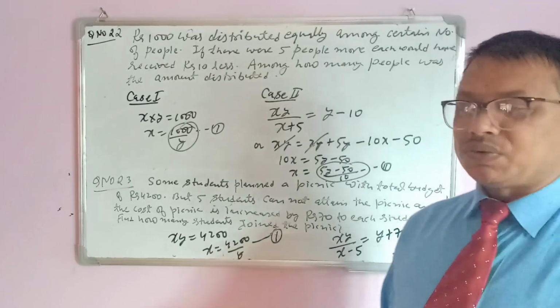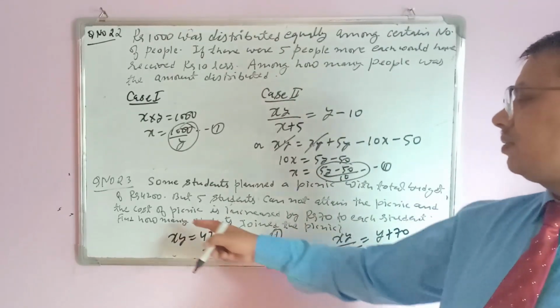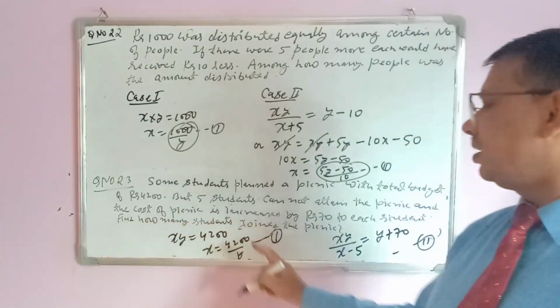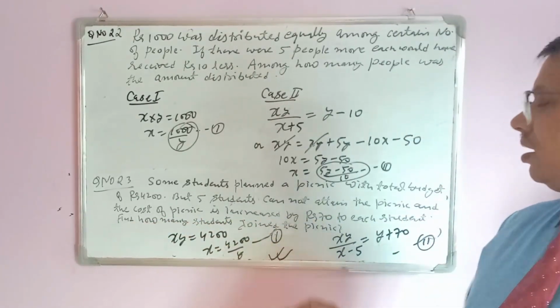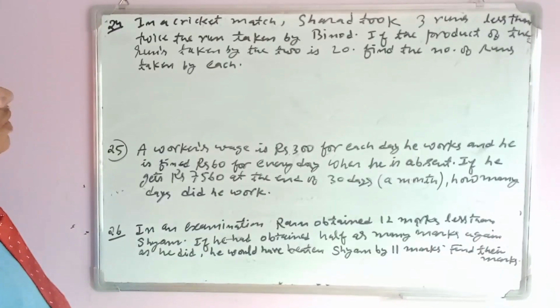You can solve equation 1 and 2. You'll get the value of x and y, but the question asks only the number of students. Therefore, x is the answer: the total number of students who join the picnic. Okay, now question number 24.